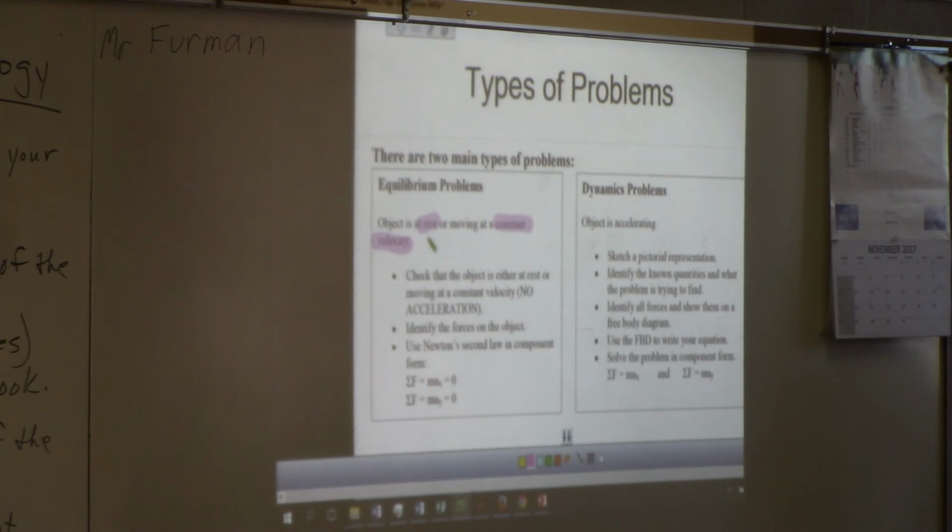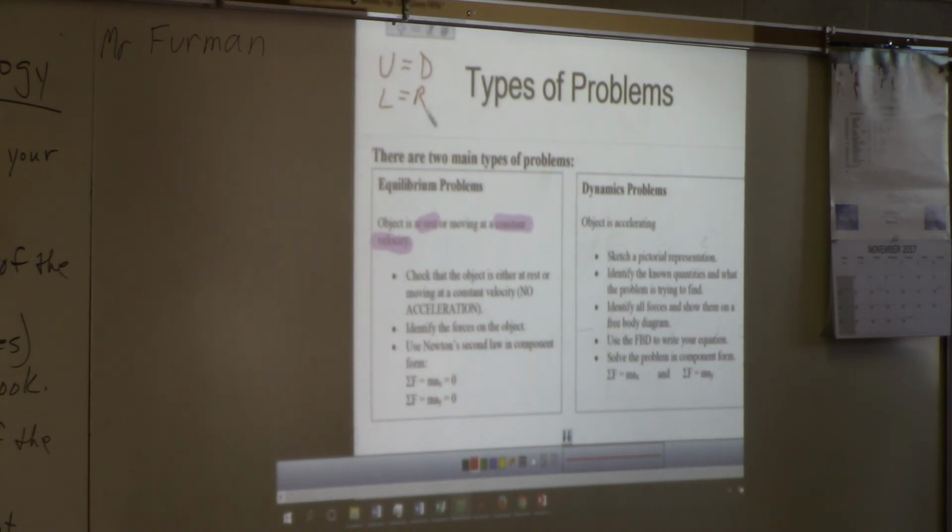So if you see at rest or constant velocity, you can immediately jump to two very useful conclusions. U equals D, L equals R. Any idea what those mean? U stands for up. Up equals down, left equals right. So if you see a problem that says an object is at rest, you can immediately jump to the conclusion that your up forces are equal to your down forces. You can set those equal to each other.